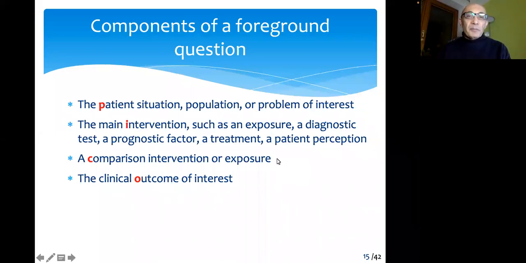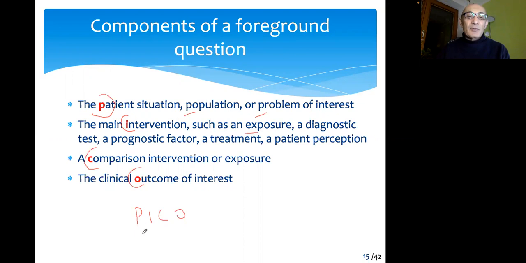Now let me define the components of the foreground question. A foreground question has these four components, namely the P, I, C, and O. PICO, famously known as PICO, this acronym: the patient, situation, population, or problem. Unfortunately, all starting with P, the P stands for either patient, population, or problem. Then we have an intervention or exposure.